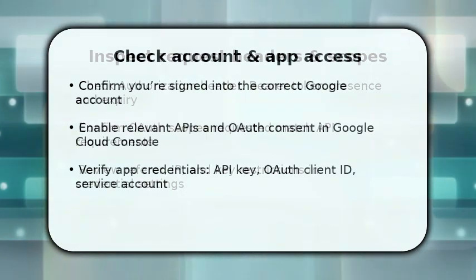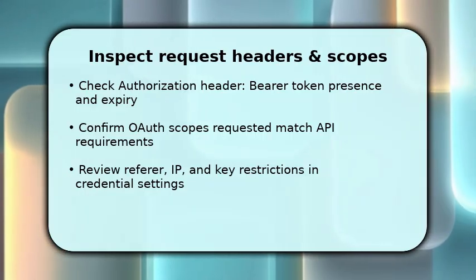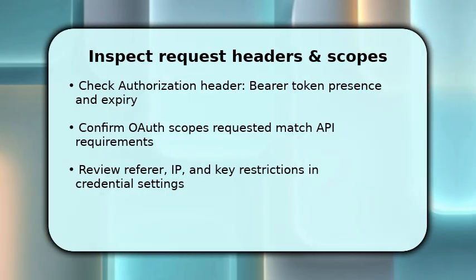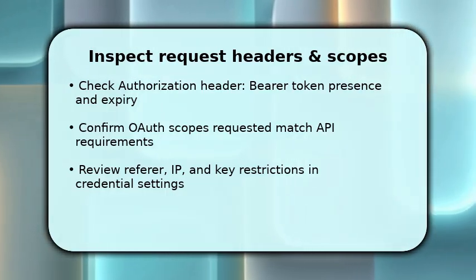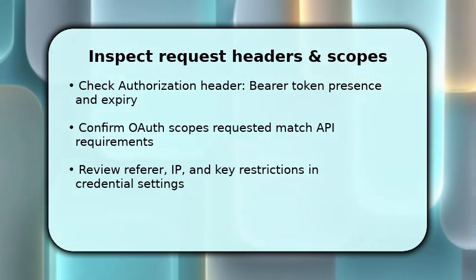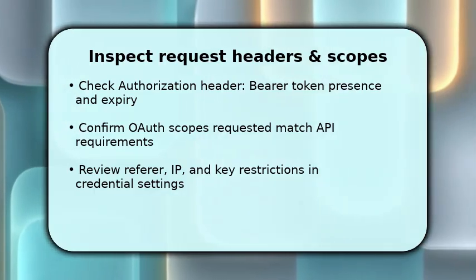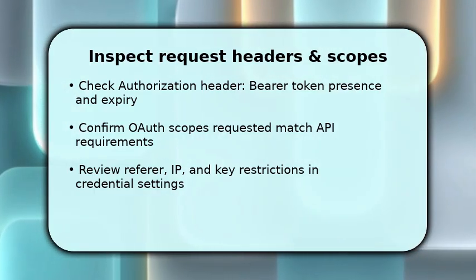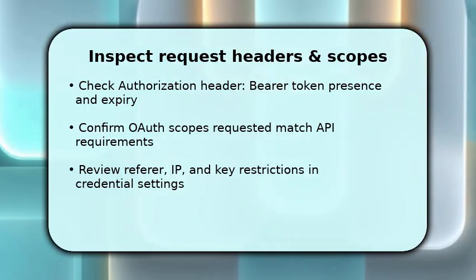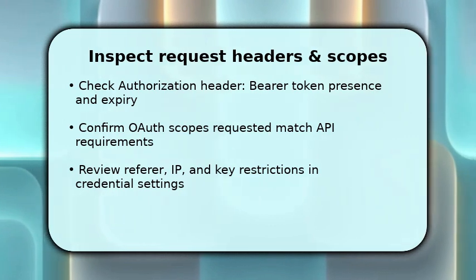Next, inspect how your app constructs requests. Look at the authorization header to ensure a valid bearer token is sent and not expired. Refresh tokens if necessary. Make sure the OAuth scopes you request include every permission the API requires, because missing scopes produce 403. Also examine credential restrictions. Referrer, Android package, or IP limits can block calls. If you have an API key, temporarily remove restrictions to isolate the cause, then reapply precise restrictions.